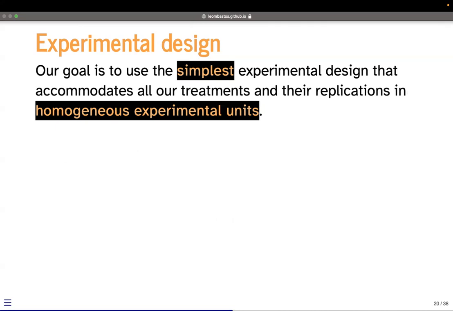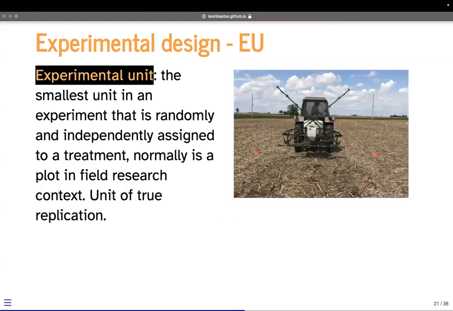So our goal here is to choose the simplest experimental design that will allow us to accommodate all of our experimental units in homogeneous material. Then we got into this concept of experimental unit and observational unit. Experimental unit is a really important concept because a lot of times it is not clear cut. For your specific study, you should know what your experimental unit is based on what level you're applying your treatments. If you're applying treatments to the whole plot, in this case the whole plot would be within those two flags and stakes, that is your experimental unit because that's the level you're applying your treatment.